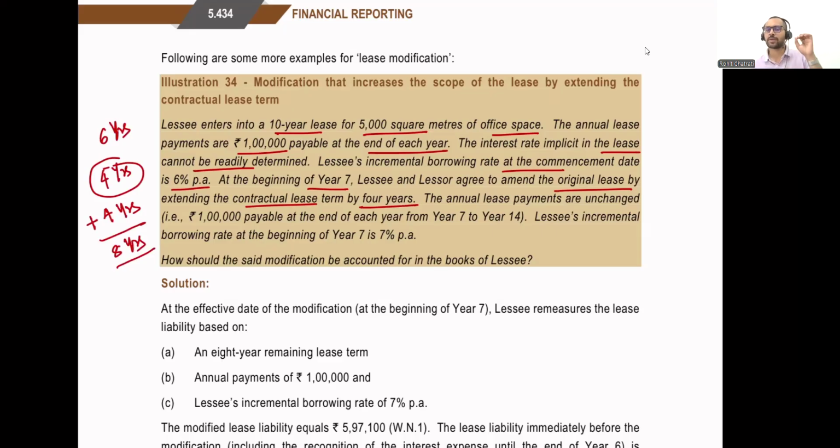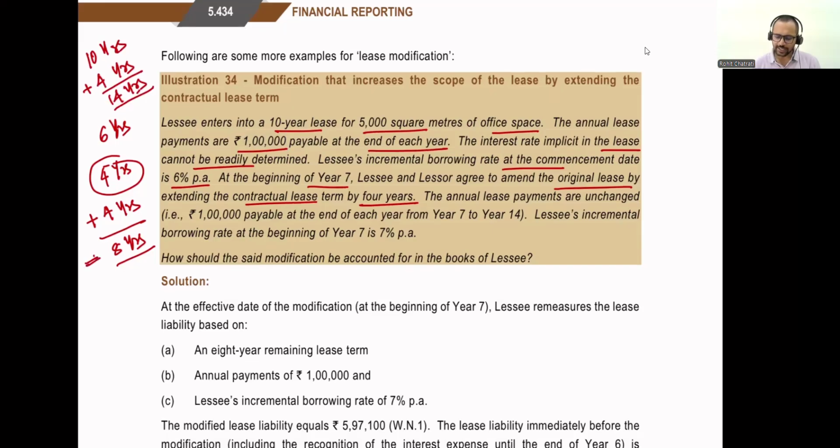We had a remaining lease term originally of 4 years. We are now further extending it by another period of 4 years. So the remaining lease term is going to be 8 years. All right, so total contractual term is going to be 10 years plus 4 years, of which 6 years have passed by. So out of the total 14 years, 6 years have passed by, and we have a remaining lease term of 8 years.